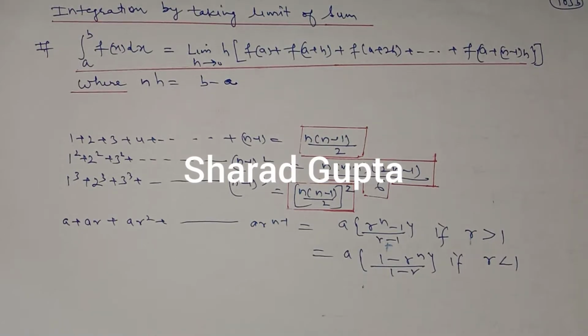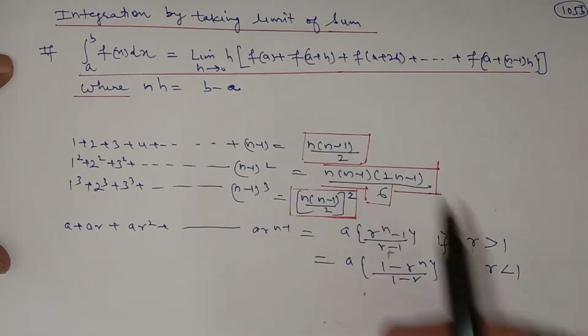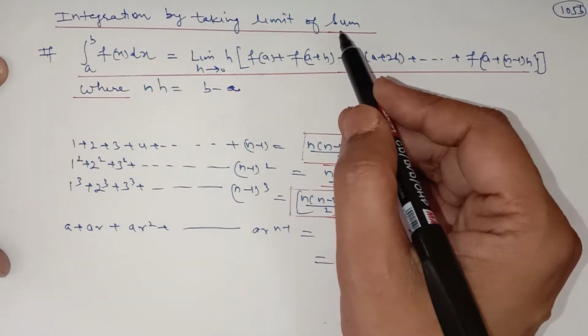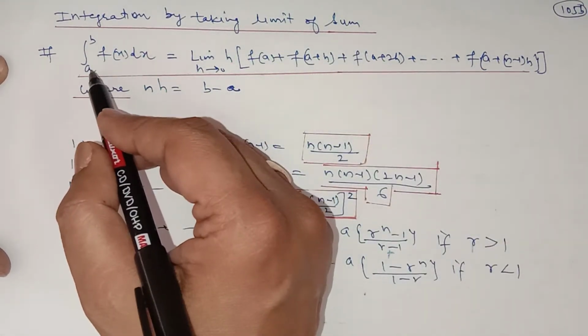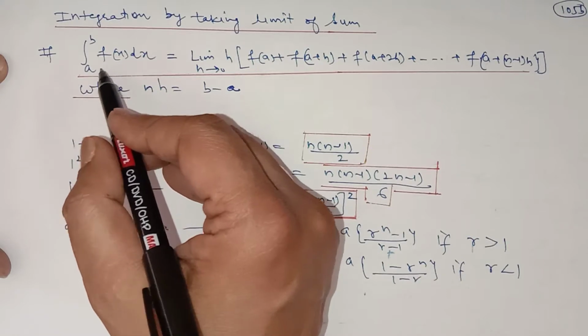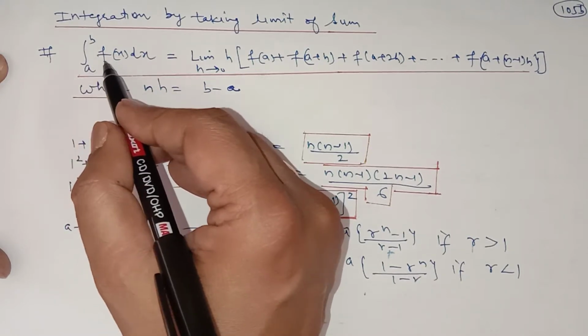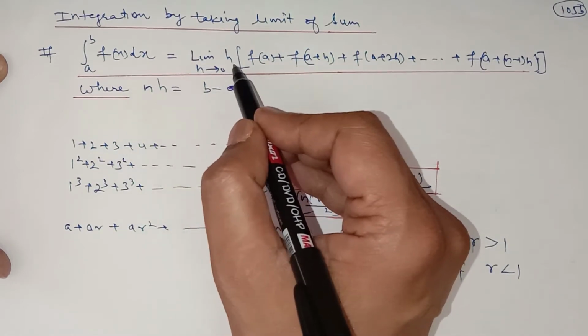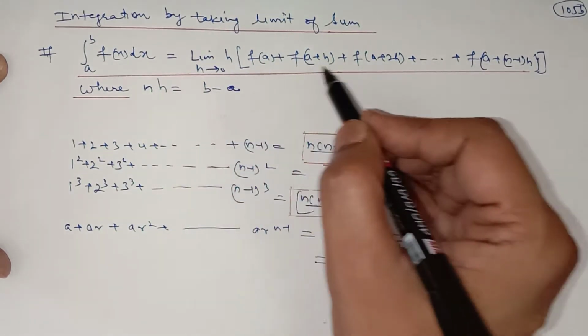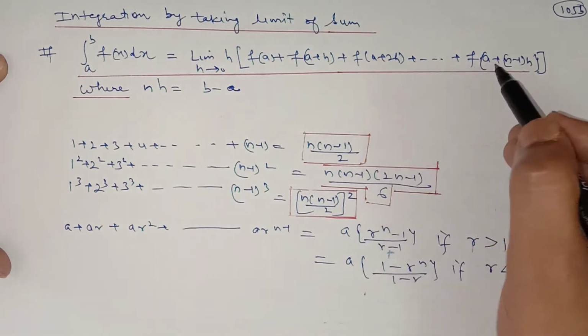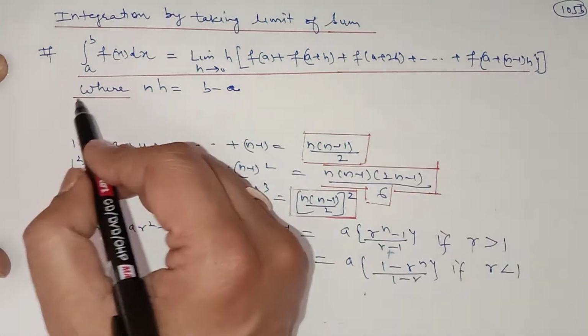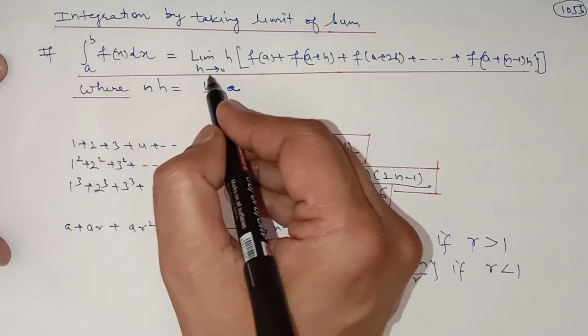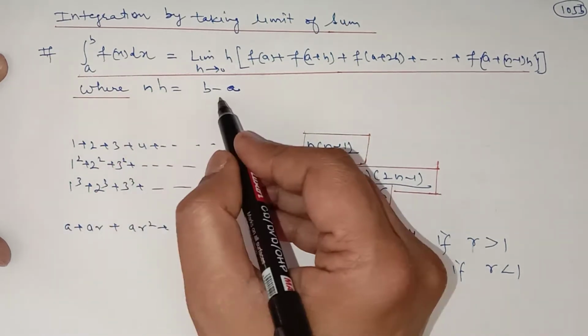This is lecture number 16 for the chapter Integration, and we are starting with the topic integration by taking limit of sum, which is of a definite integral. That is, if there is an integral from a to b of f(x) with respect to x, it is equal to limit h goes to 0 of h[f(a+h) + f(a+2h) + ... + f(a+(n-1)h)], where nh = b − a.